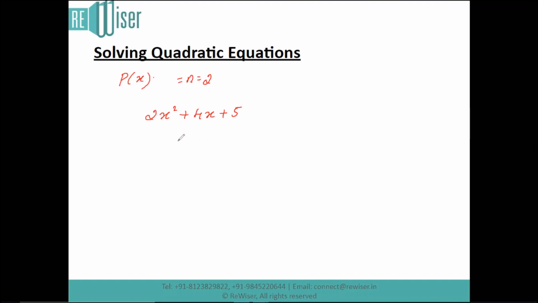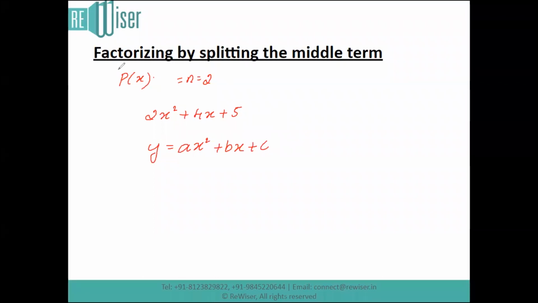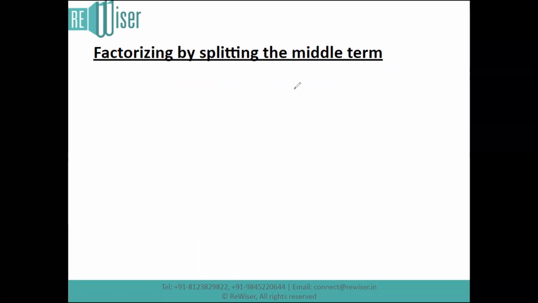So the general expression for a quadratic equation goes something like ax squared plus bx plus c, or you can say y is equal to that. Now, if I talk about solving any quadratic equation, the first method goes like factorizing by splitting the middle term. I have to factorize in order to find the roots of a quadratic polynomial or a quadratic equation.